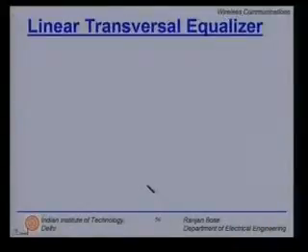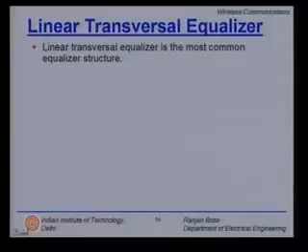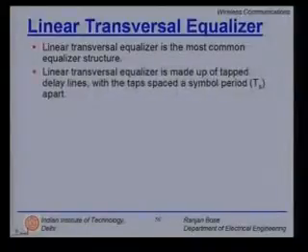Now, first let us talk about the linear transversal equalizer, one of the simplest implementations and a popular one. The linear transversal equalizer is the most common equalizer structure simply because of its simple structure. It is made up of tapped delay lines with the taps spaced at a symbol duration Ts apart. So, the delay element gives a delay of Ts.